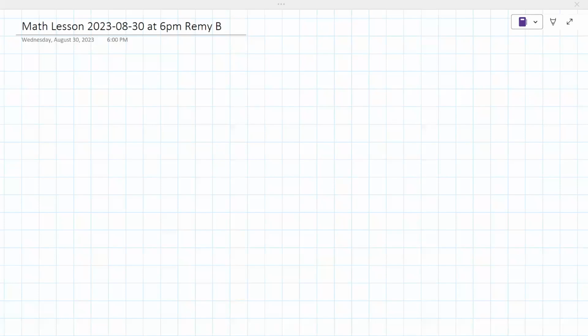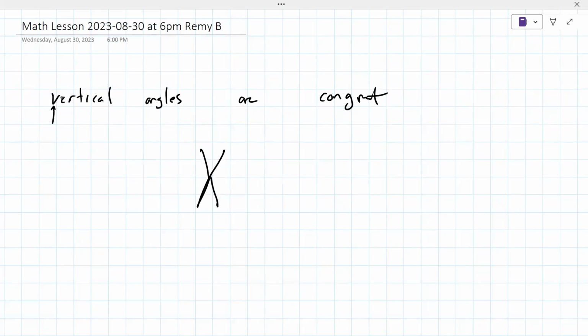Okay, so first one is for vertical angles. And vertical angles are congruent. Yeah. And it's like, what are vertical angles? The V kind of is the starting point. If you draw a V and another V, these are vertical angles.